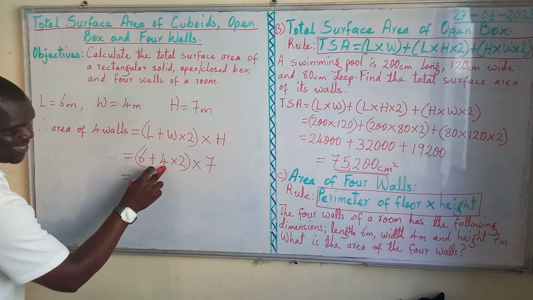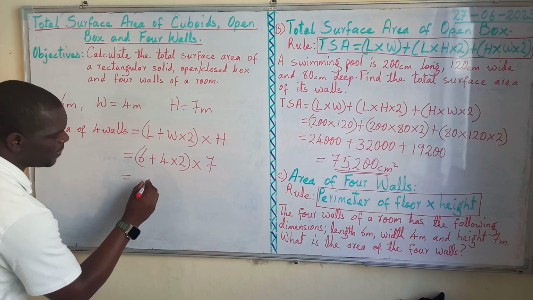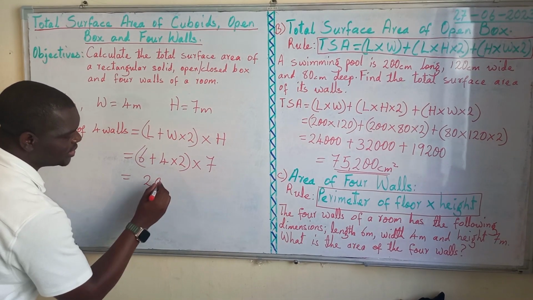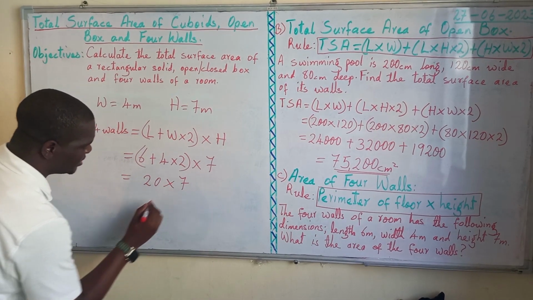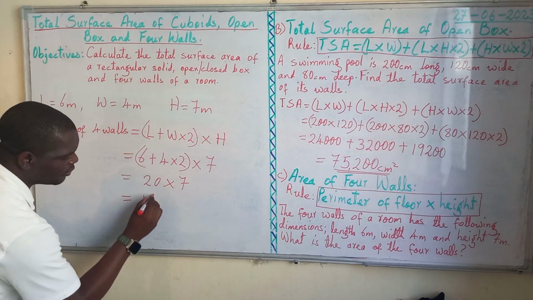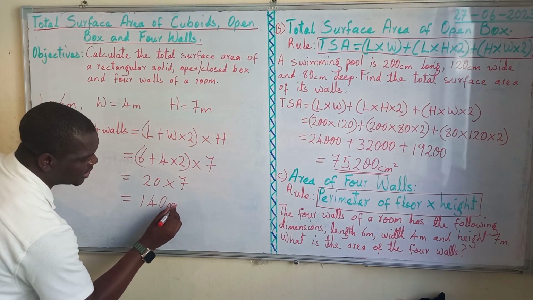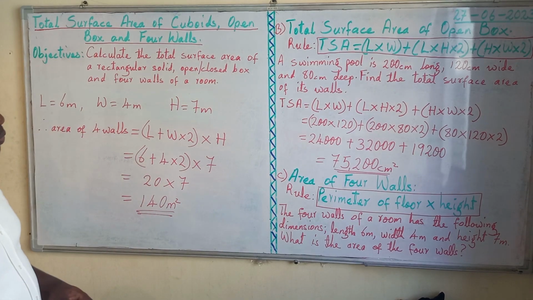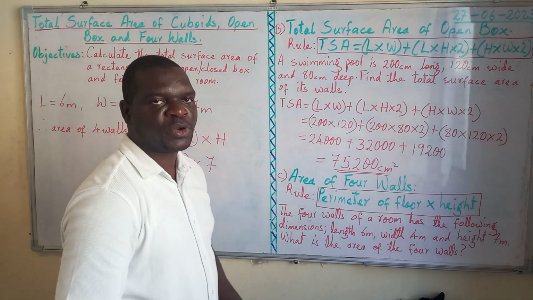6 plus 4 is 10. 10 times 2 is 20. So here we have 20 times the height, which is 7. And this will give us a total of 140 meters square. This is what you are supposed to do as far as area of 4 walls is concerned.